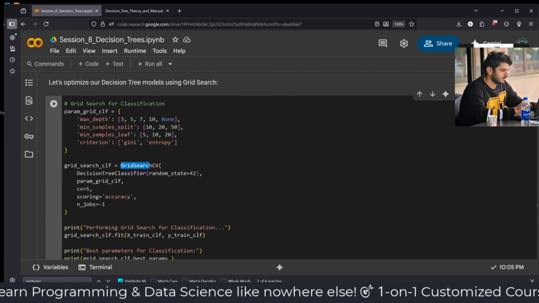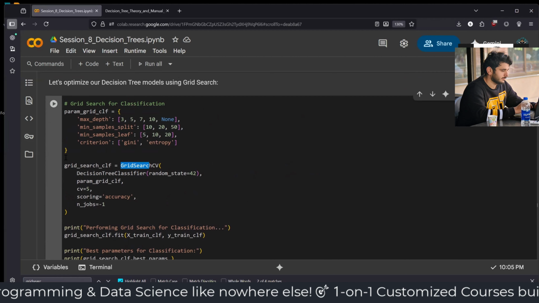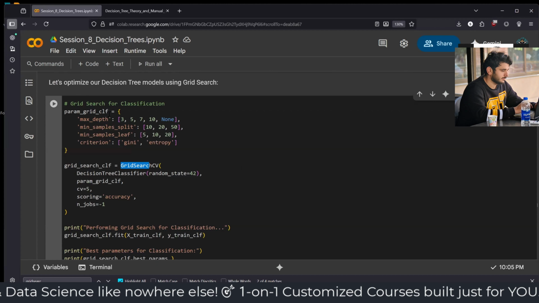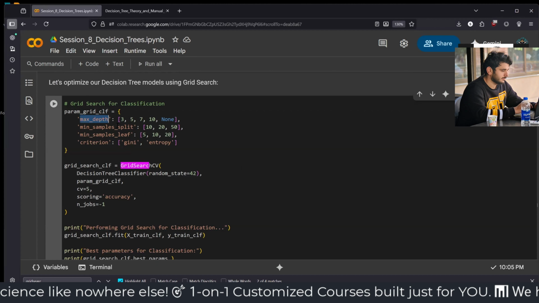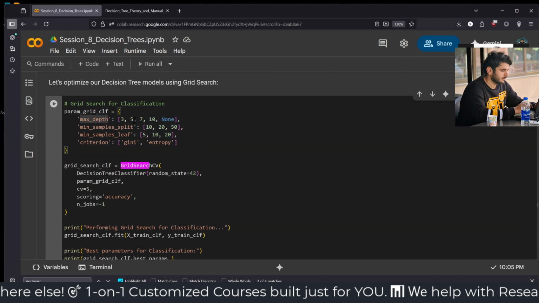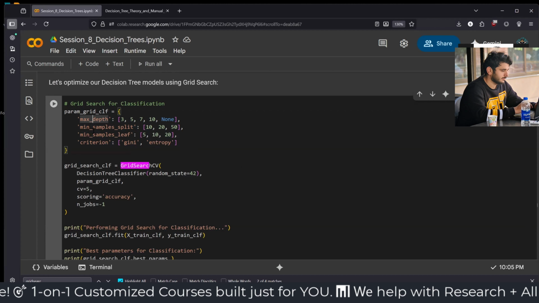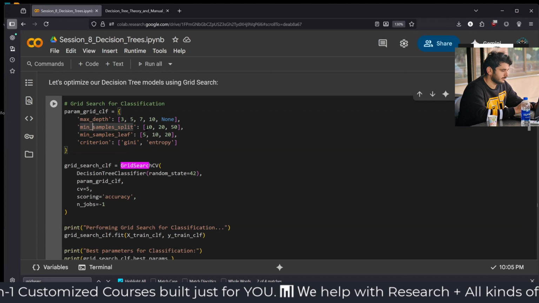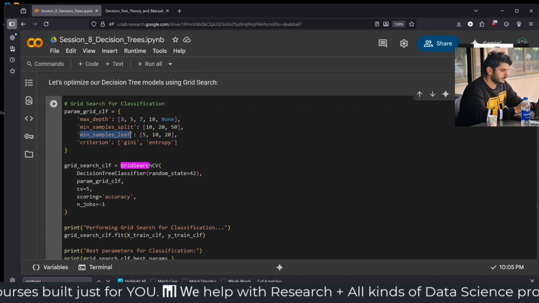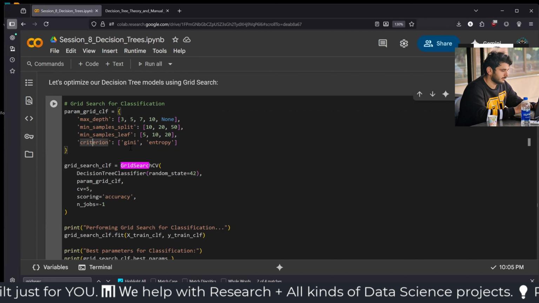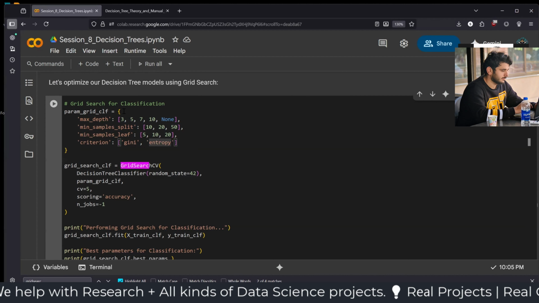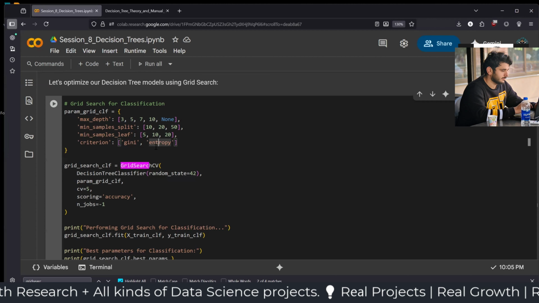Now how does it work? We create a dictionary and provide it, and it will use that to find the best model. Here we are telling it that this is our dictionary that you can use. You can have a maximum depth of 3, 5, 7, 10, or None. Minimum sample split should be 10, 20, 50. Minimum sample leaf should be 5, 10, 20. And it can use both methods, Gini impurity or entropy. So it will check all the combinations and find the best model.